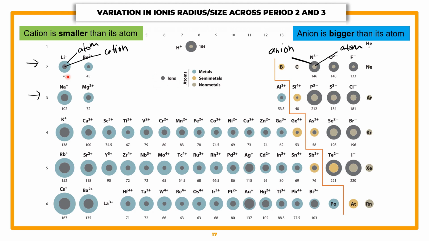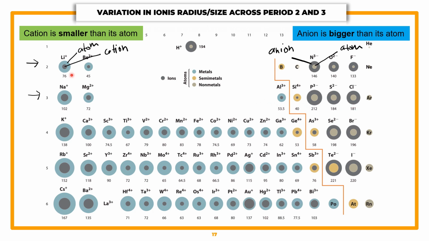So, can you see the trend of ionic radius across period 2 and period 3? For this cation, we can see that the size of the cation will decrease from left to right. And for this anions as well, the size of the ion will decrease from left to right. But moving from this cation size to this anion size, we can see that there is a drastic change in ionic radius from this cation to this anion. And you will see the same trend in period 3 as well.